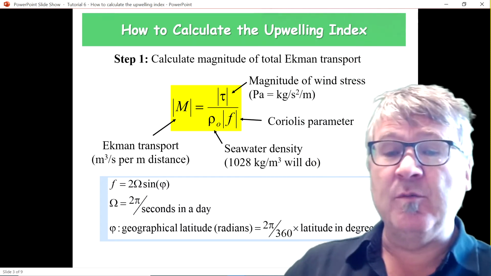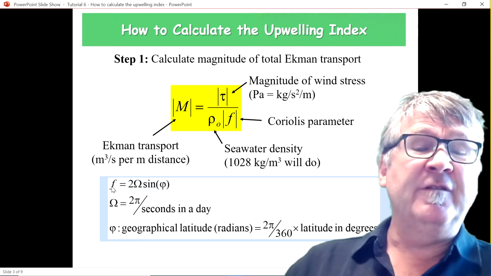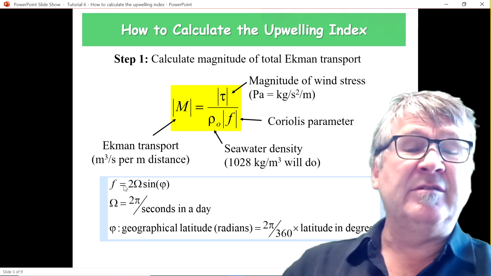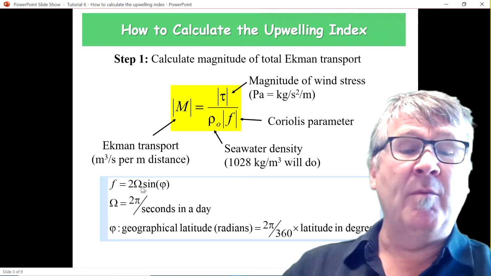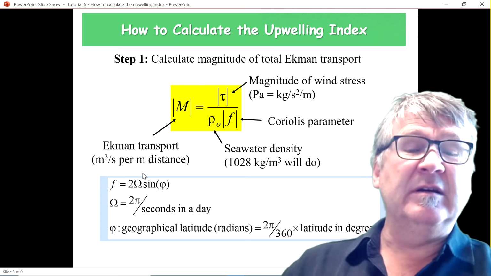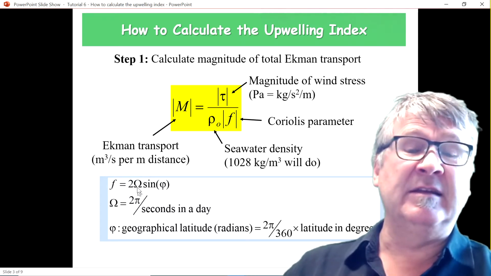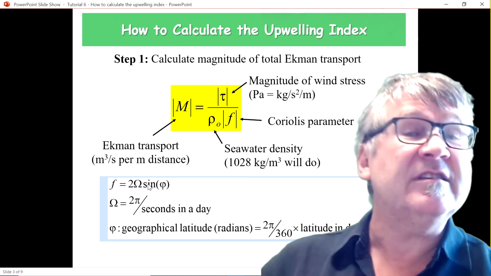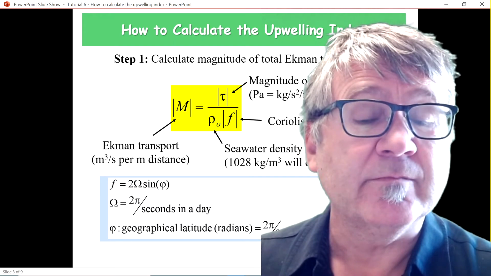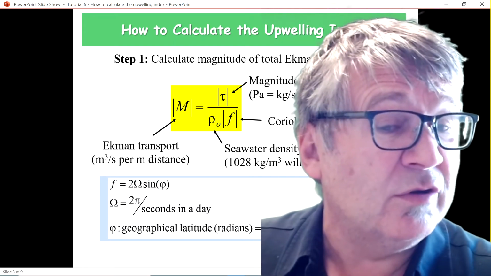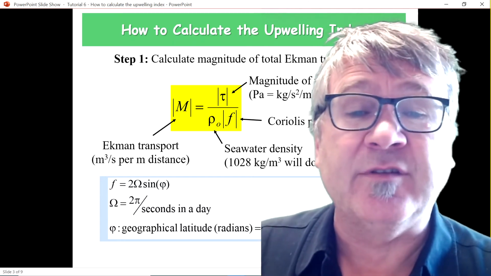Then you can calculate the f, and there's a little formula here showing how you calculate it. f is equal to 2 times this capital omega here, which is a constant, 2 pi over the seconds in a day, and then the sine of the geographical latitude in radians. This is the so-called Coriolis parameter that modulates the Ekman transport.